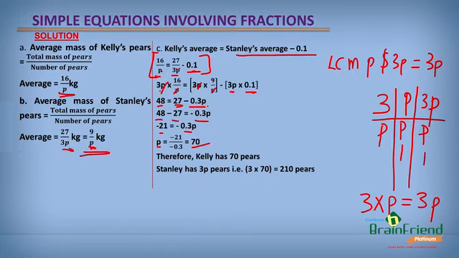And remember, from the question, we are told that Kelly has p pairs, while Stanley has 3p pairs. So if Kelly has p pairs, that means Kelly has 70 pairs, while Stanley has 3p pairs. That is 3 times 70 pairs, which is equal to 210 pairs. So Kelly has 70 pairs, while Stanley has 210 pairs.